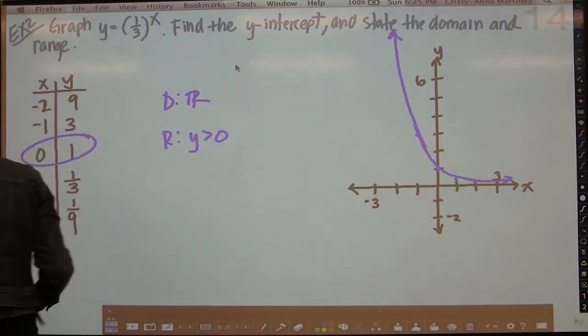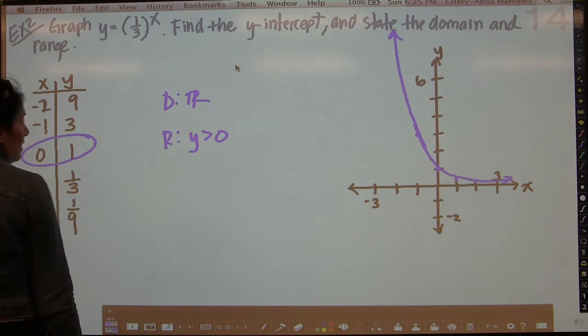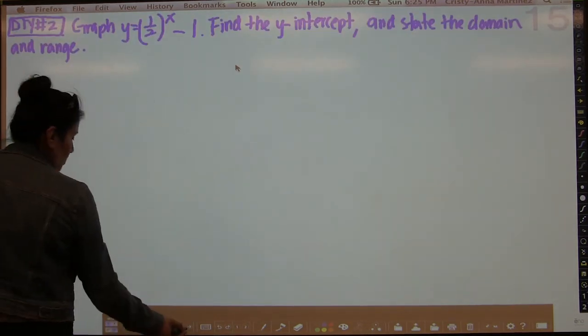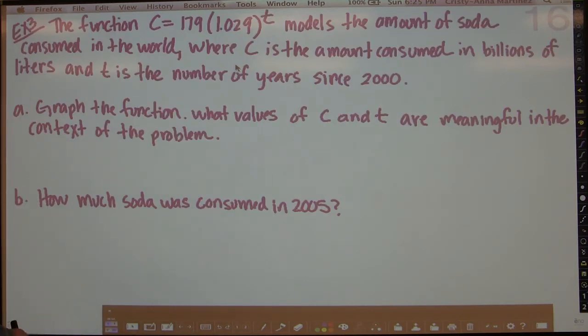So we're going to do an application of that in example 3. And I got to warn you, oh, sorry, this is your do-it-yourself question. And then here we have example 3.